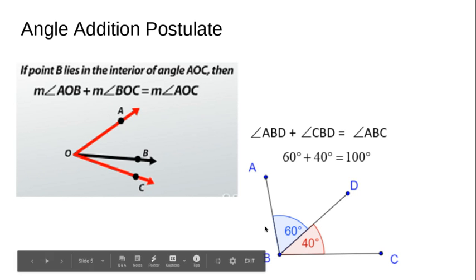BD would be our segment that divides up the whole angle. So 60 and 40 add together to give me the fact that ABC is a 100-degree angle.